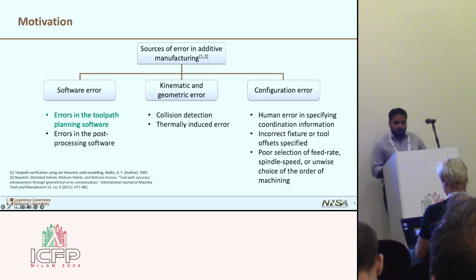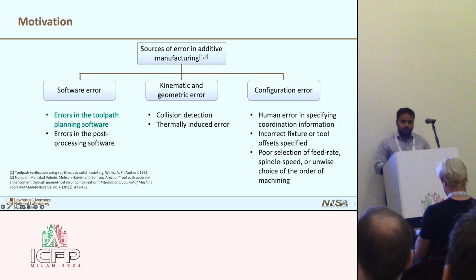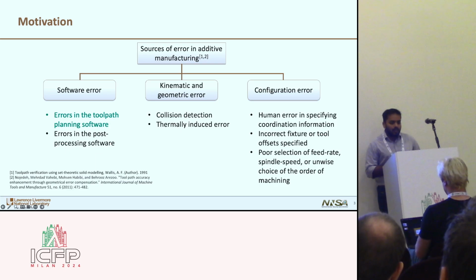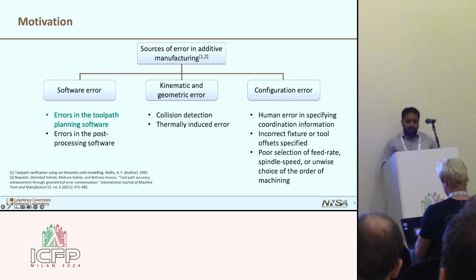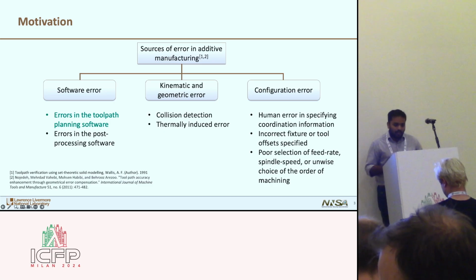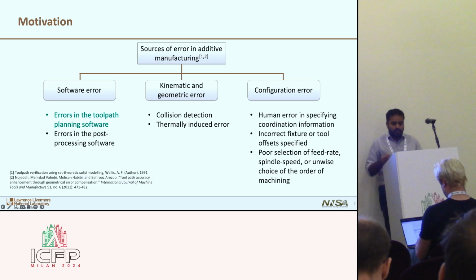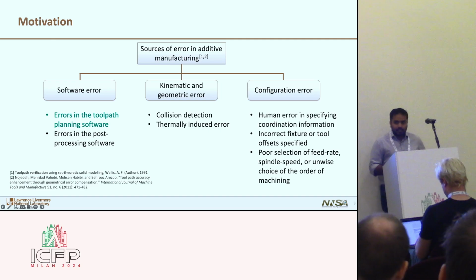Just like any physical processes, additive manufacturing also has different sources of errors, which are classified into 3 categories. Software error, where errors can arise in the toolpath planning software. Errors can come from the post-processing software as well. Kinematic and geometric error, which includes errors coming from collision between the printer head and the object being printed, and the thermally induced error. Configuration error.